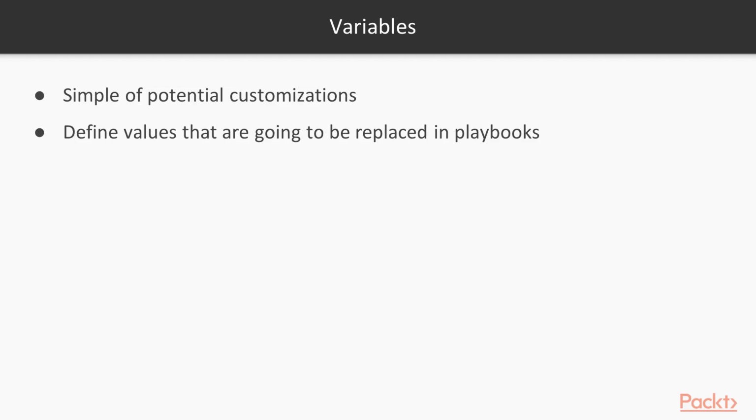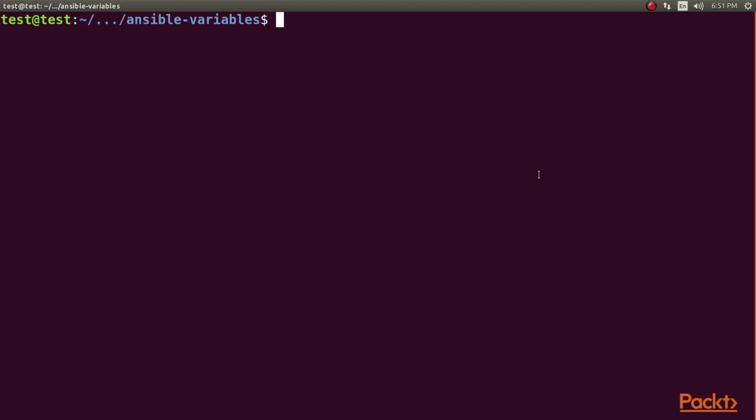Let us see Ansible variables. Variables are the most simple of the potential customizations. With variables, we can define values that are going to be replaced in our playbooks. Let's take a look at the playbook.